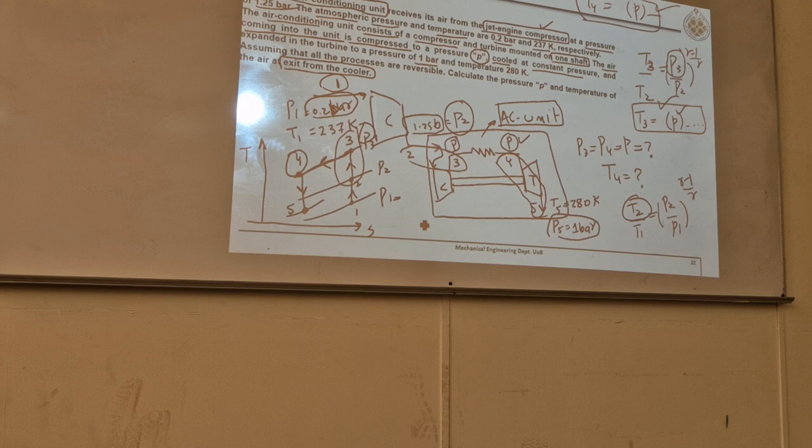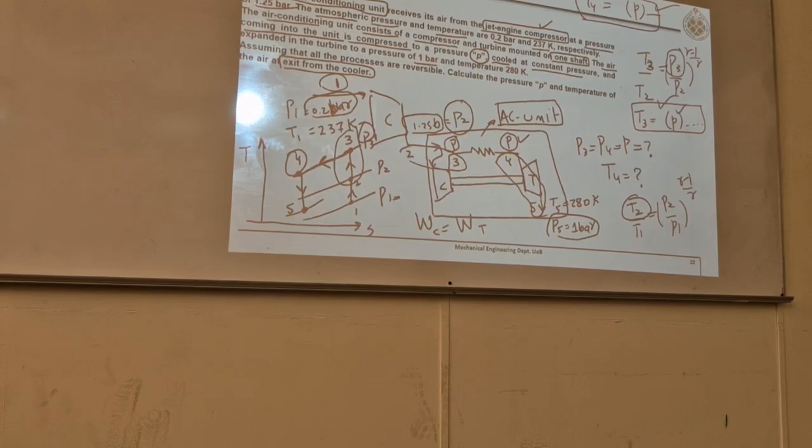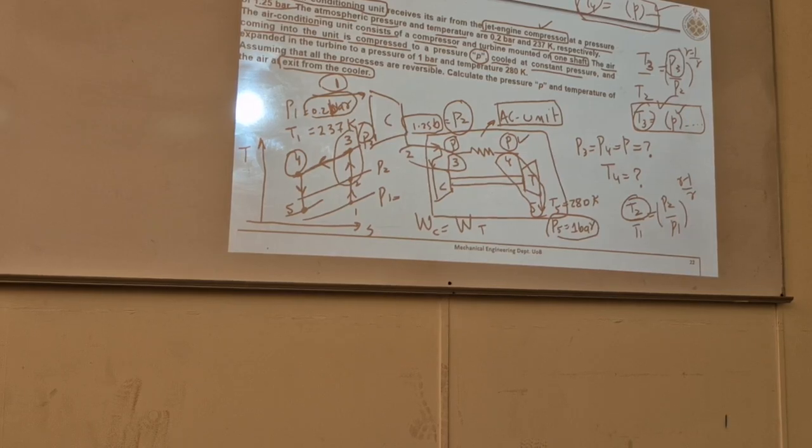Let's write another equation. Work of compressor is equal to work of turbine. MCP delta T of compressor is equal to MCP delta T of turbine, and there you will have T4 and T3 in this equation. So replace them with this, with unknown P. So you will have only one P unknown in that equation. That's what we have.